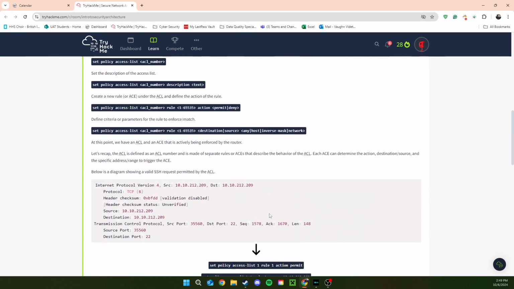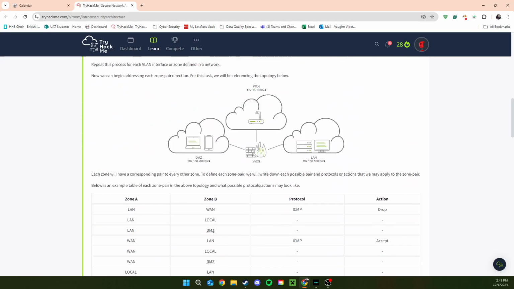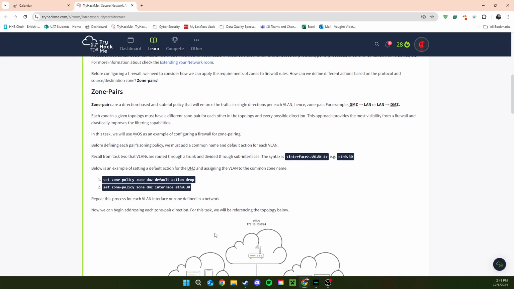Okay. So zone pairs. Zone pairs are direction-based and stateful policy that will enforce the traffic in single directions per each VLAN, hence zone pair, for example, DMZ to LAN or LAN to DMZ. Below is an example of setting it up.